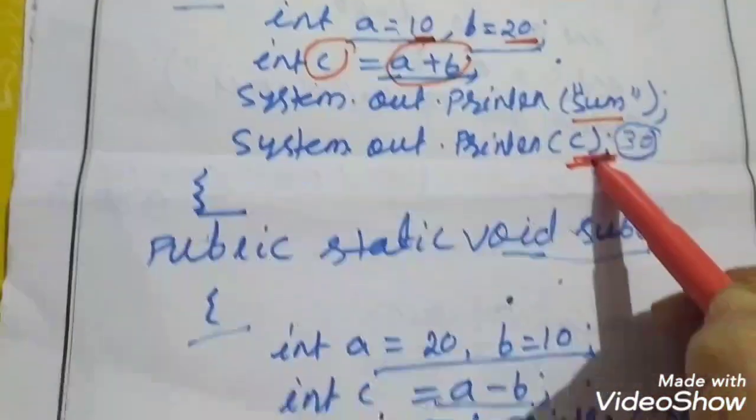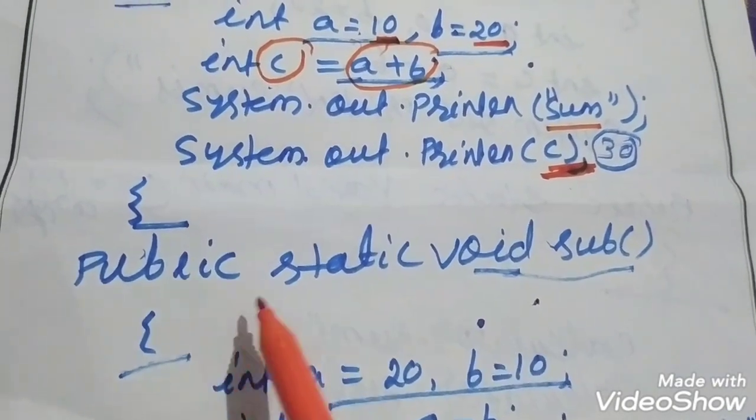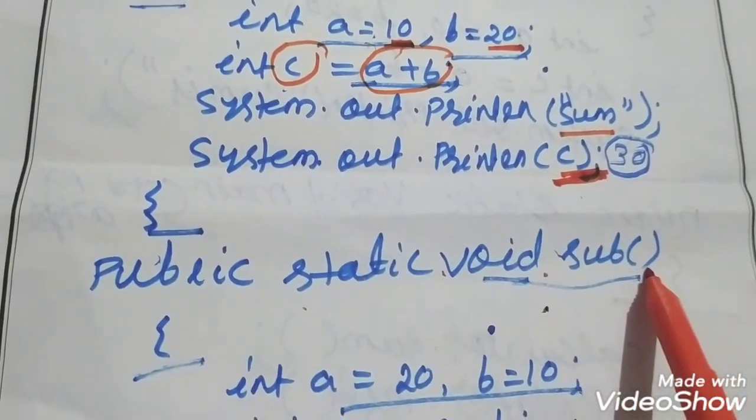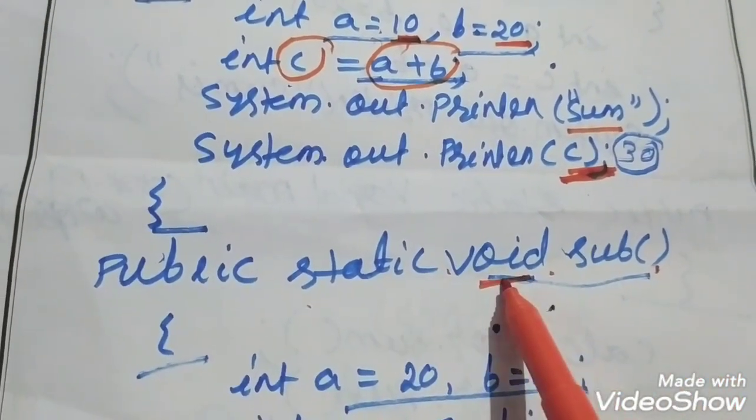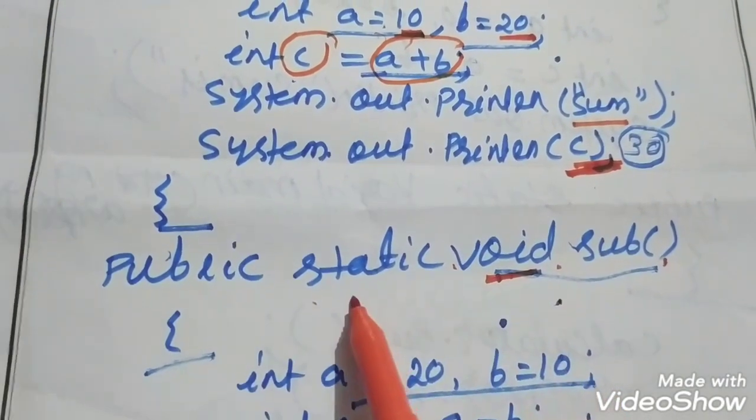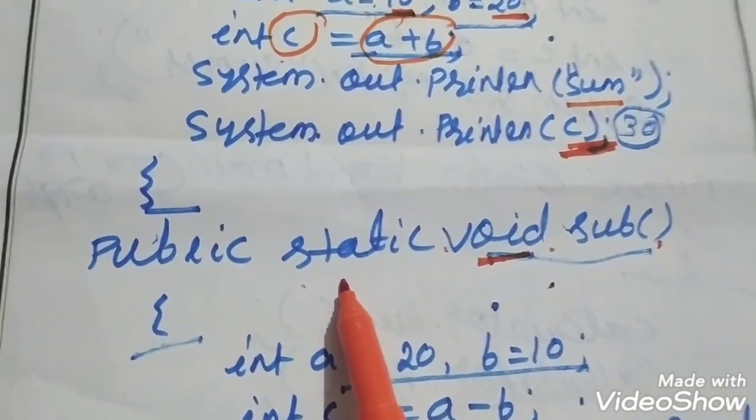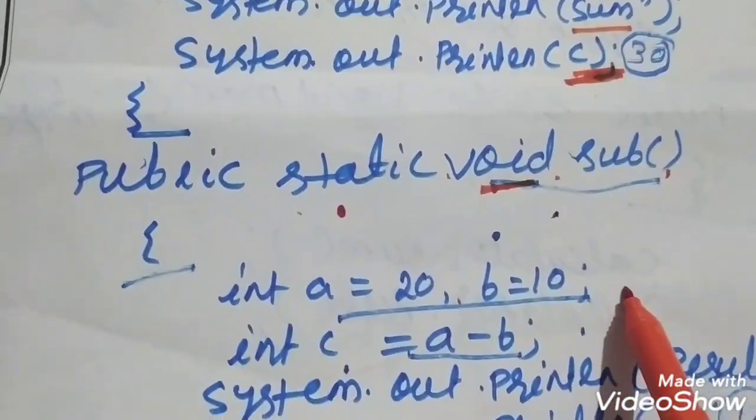Okay. Now comes to the subtraction method. Here again the same thing, public static void sub. All of you know the meaning of void, it does not return any value. Static means called or invoked by the class. Again two data defined here.